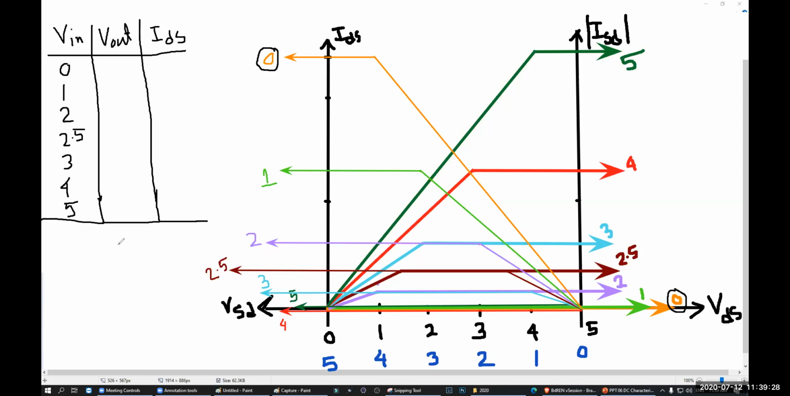What is V out? Remember a formula I told you, V out is equal to what? Not VSD, VDS. For NMOS, right? Remember the formula? V out is equal to VDS. Remember that? So our this graph, that means the VDS line, that is our V out. That means these axes. Okay, let me highlight.